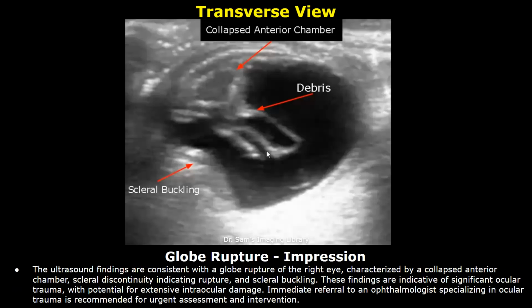This is the impression. The ultrasound findings are consistent with a globe rupture of the right eye, characterized by a collapsed anterior chamber, scleral discontinuity indicating rupture, and scleral buckling. These findings are indicative of significant ocular trauma with potential for extensive intraocular damage. Immediate referral to an ophthalmologist specializing in ocular trauma is recommended for urgent assessment and intervention.